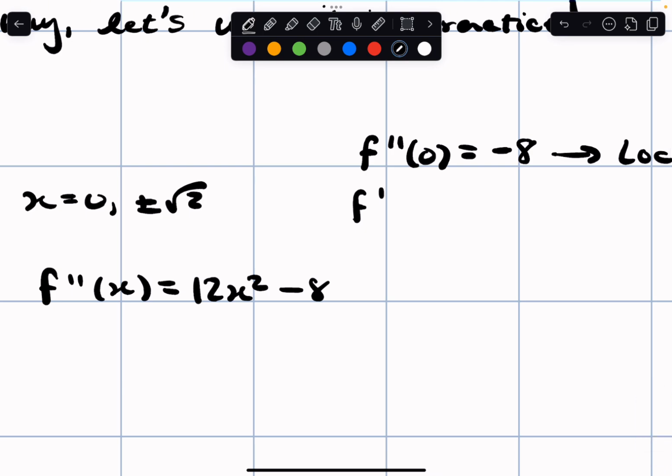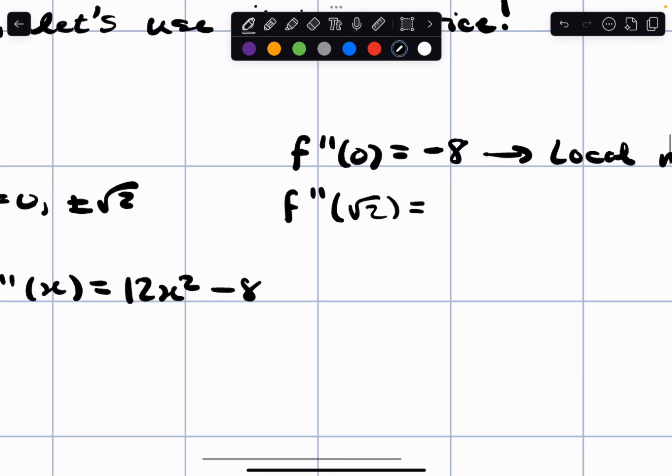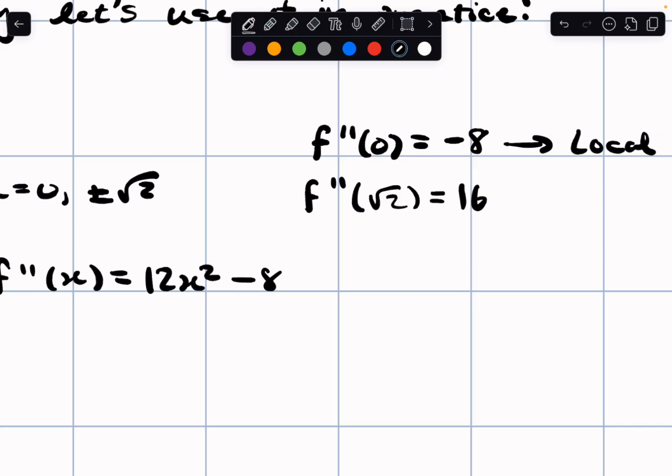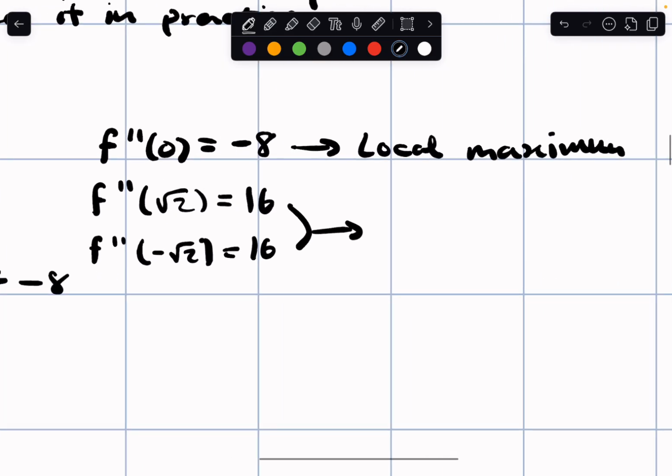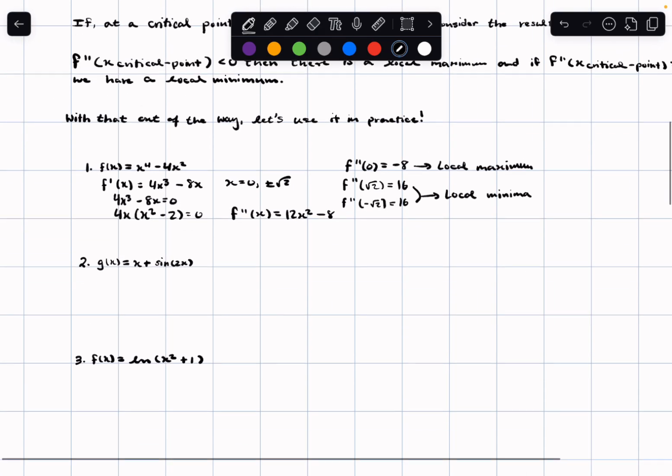So f double prime of, let's do positive root 2 first, is, root 2 squared is 2. So 12 times 2 is 24, minus 8 is 16. Since the squared gets rid of the minus sign, we're going to have the same outcome for negative root 2, which is also going to be equal to 16. So these are both local minima. All right, so let's move on to the next one.